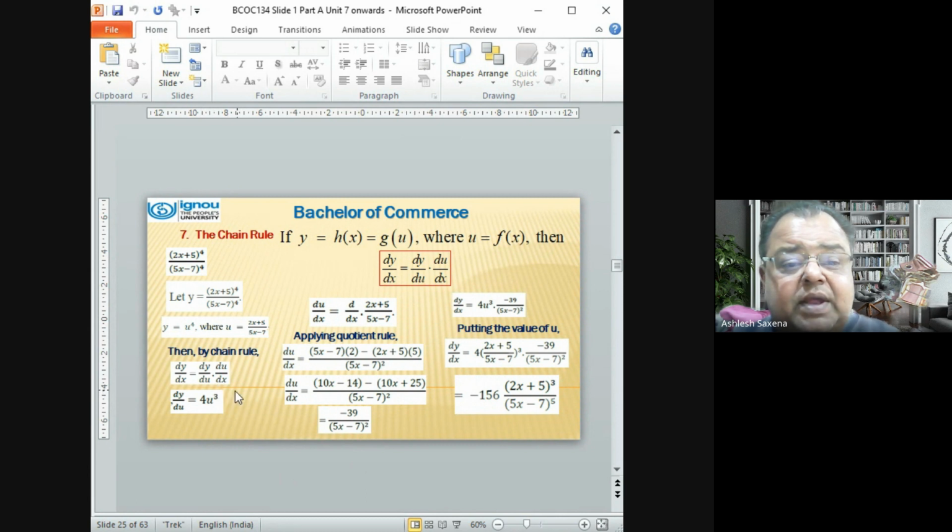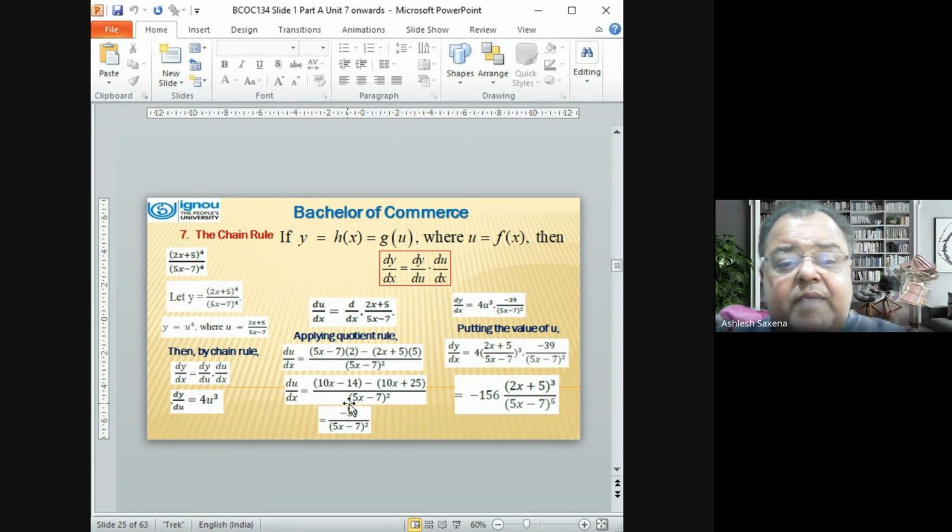Leave it. Now we have this du by dx. We want this du by dx, that is the derivative of this part. This is basically where we apply the quotient rule, because this is in the form of u by v. Straight away, du by dx will be equal to the square of this term, this term will come in the numerator, and the derivative of 2x plus 5 will be 2, minus numerator as it is, the derivative of 5x minus 7 will be 5. Simplify it, you will get this.